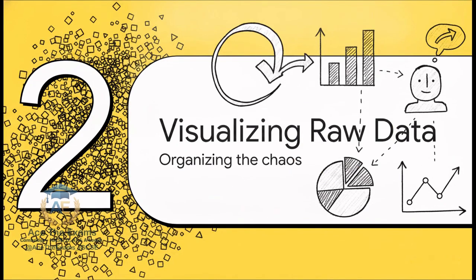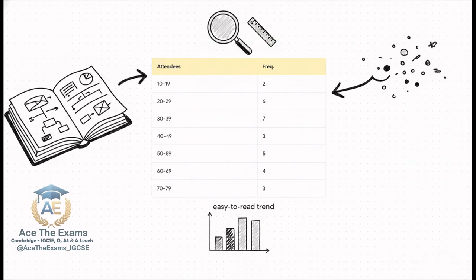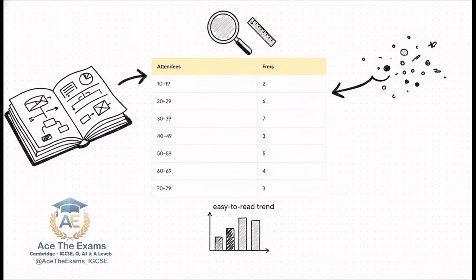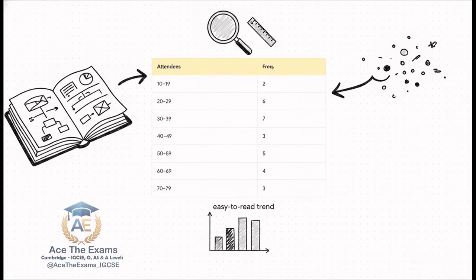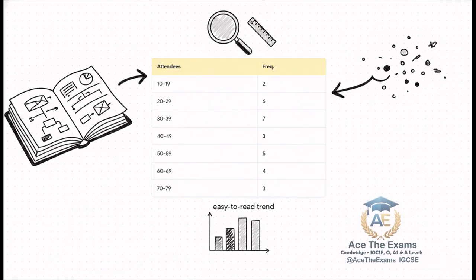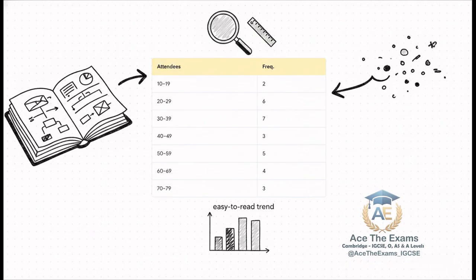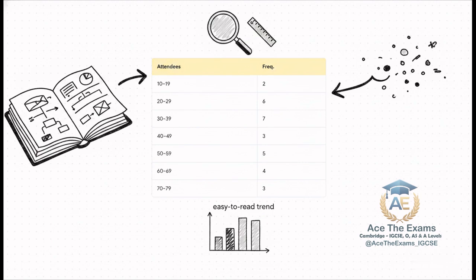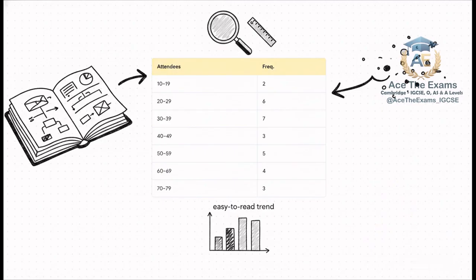Now that we know our data types, let's head right into Section 2, Visualizing Raw Data. This is all about organizing the chaos. So the crucial point here is that instead of just staring blankly at 30 random, totally disorganized cinema attendance numbers, we group them into structured ranges. Rather than listing every single screening's attendance individually, like 21, 30, 66, 71, and so on, we tally how many screenings fell into the 10 to 19 bracket, the 20 to 29 bracket, and so forth. Doing this instantly organizes the chaos, allowing us to super easily estimate the mean attendance per screening. It takes a total jumble of data and turns it into a clear, easy-to-read trend.